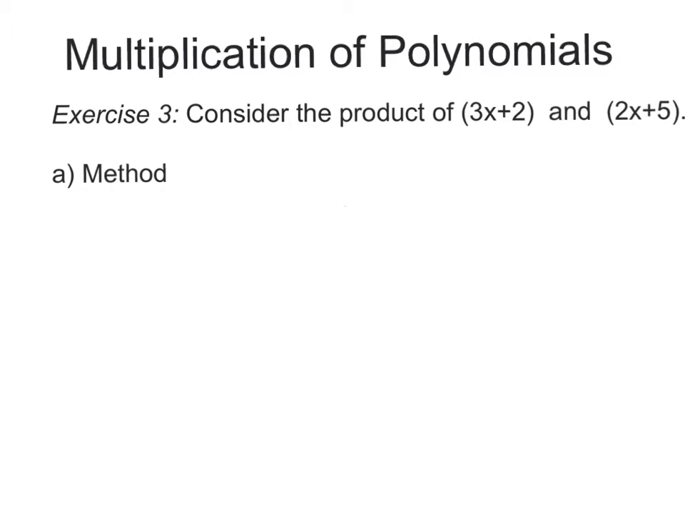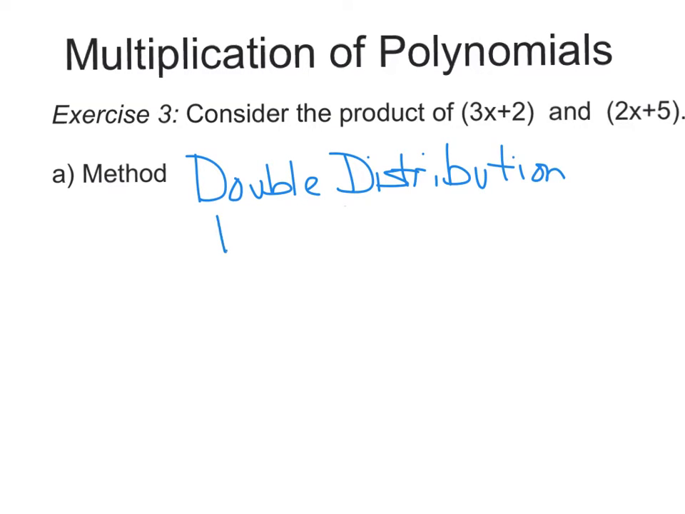Let's consider the product of the two binomials 3x plus 2 and 2x plus 5. We're going to consider several methods for multiplying these two binomials together. The first method you should recognize from Algebra 1. Your teacher may have called this the double distribution method, or you may have referred to it by the mnemonic FOIL.